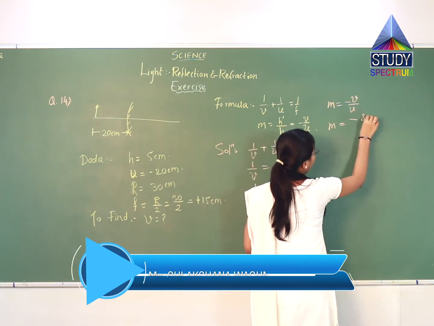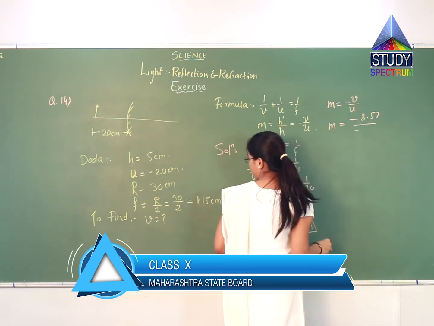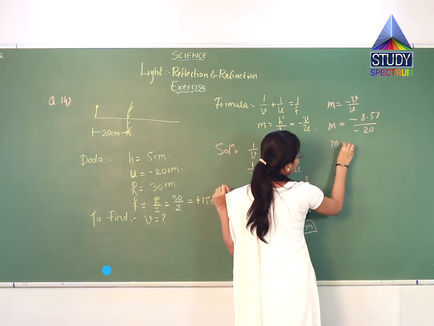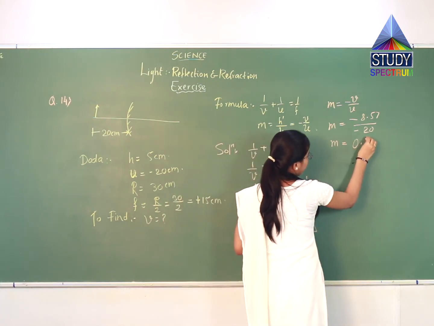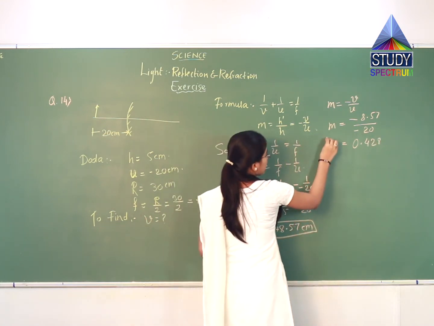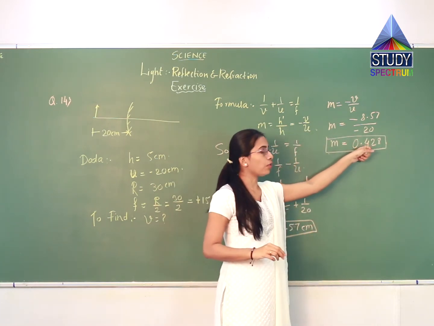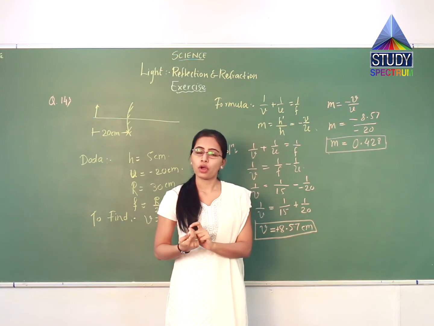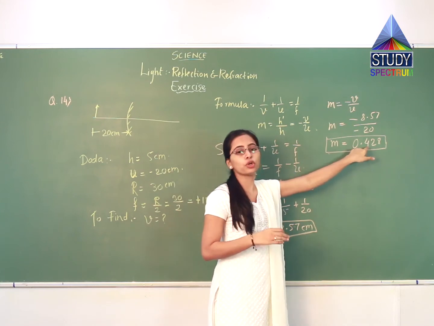So m is equal to minus of 8.57 upon minus of u, which is 20. So you can see you will get the positive value of magnification. On division you will get it as 0.428. So now you can see my magnification is positive and also it is less than 1. That means the size of the image will be smaller than the size of the object, definitely, because the numerator will have a lesser value. That's why we are getting the answer in 0 point something.